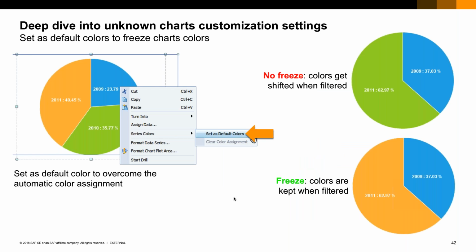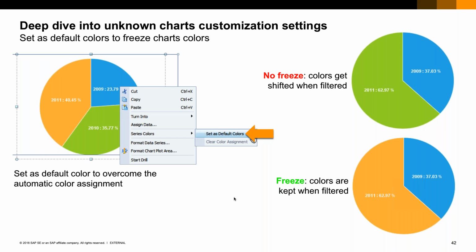Another setting which is not very well known, but very useful, is to freeze the chart colors. Usually in Webi, the chart colors are automatically assigned to the data. The way it works is fairly easy to understand. You have a data set, and the first data in that data set is assigned the first color in the color palette, the second data the second color in the color palette, etc. But whenever you refresh a document and one of these data disappear from the data set, the colors are going to shift in your chart.